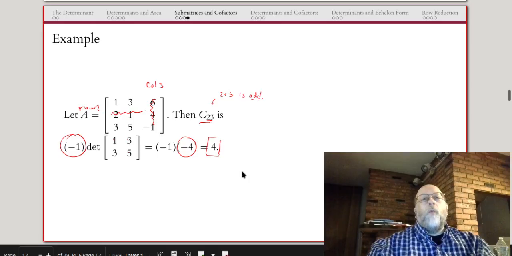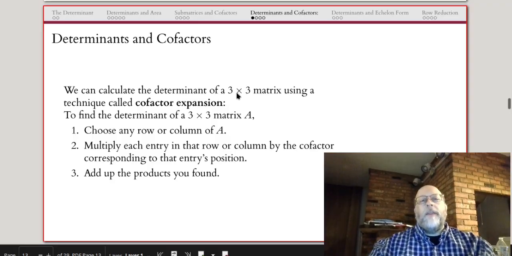And this gives us one way of calculating the determinant of a matrix. We can calculate the determinant of a 3 by 3 matrix using a technique called cofactor expansion. To find the determinant, we will choose any row or any column of that matrix, and we will multiply the entries in that row or column by the cofactors in that row or column, and then add up the products we found. We'll work through a couple of examples, and then we will show another way of finding a determinant besides using cofactors.